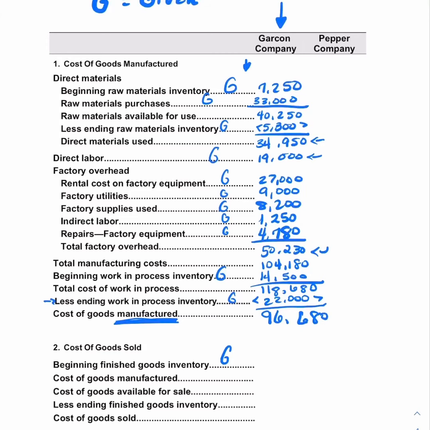That balance was given to us. It was $12,000. Next we have cost of goods manufactured, and that's what we just calculated. So that's the $96,680. You add those items up and you get what is called cost of goods available for sale. So $108,680. Next, you need to back out the ending finished goods inventory, which was also given.